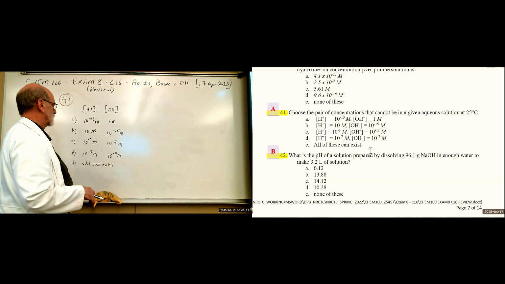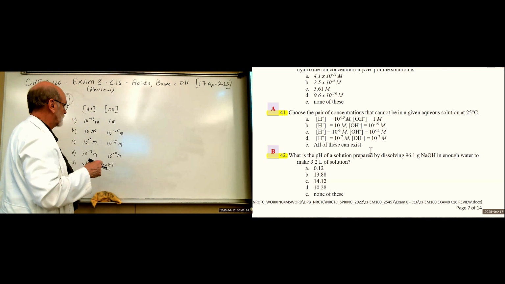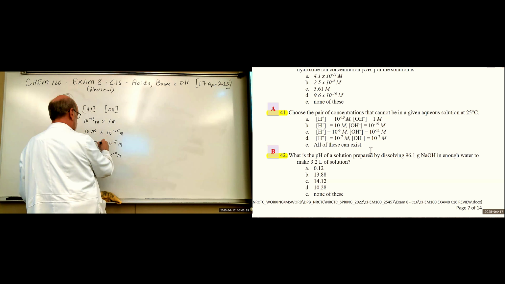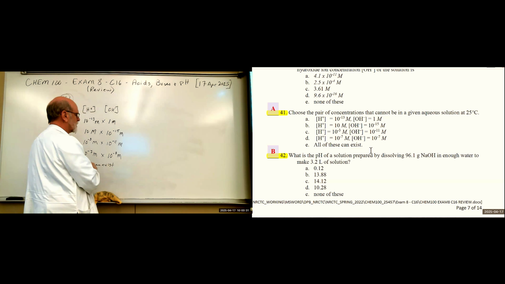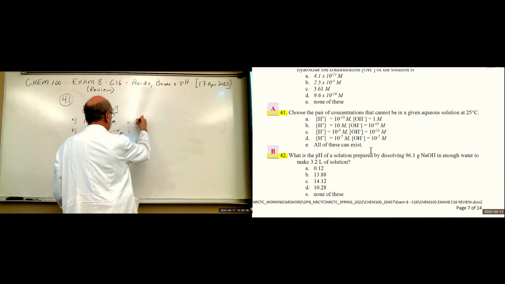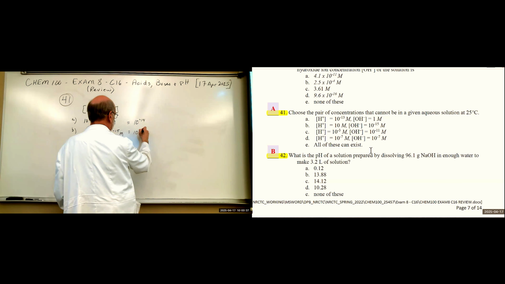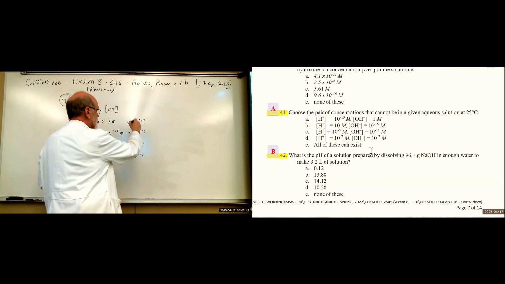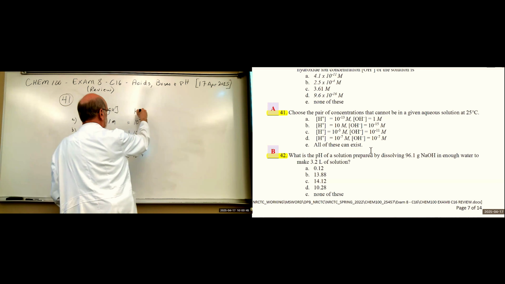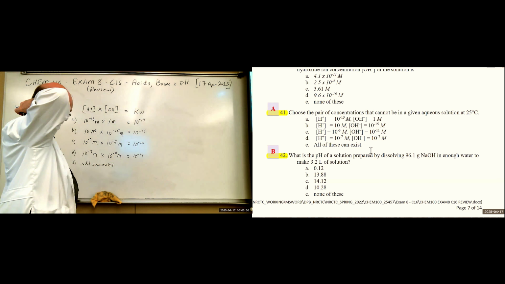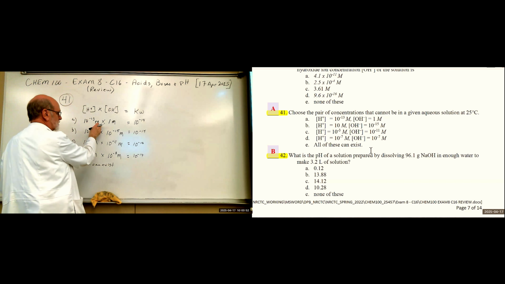So what are we looking for? Well, if we multiply these times each other, they should be equal to 10 to the minus 14. Right? This is K W. So this one times this one equals that. Is this true?